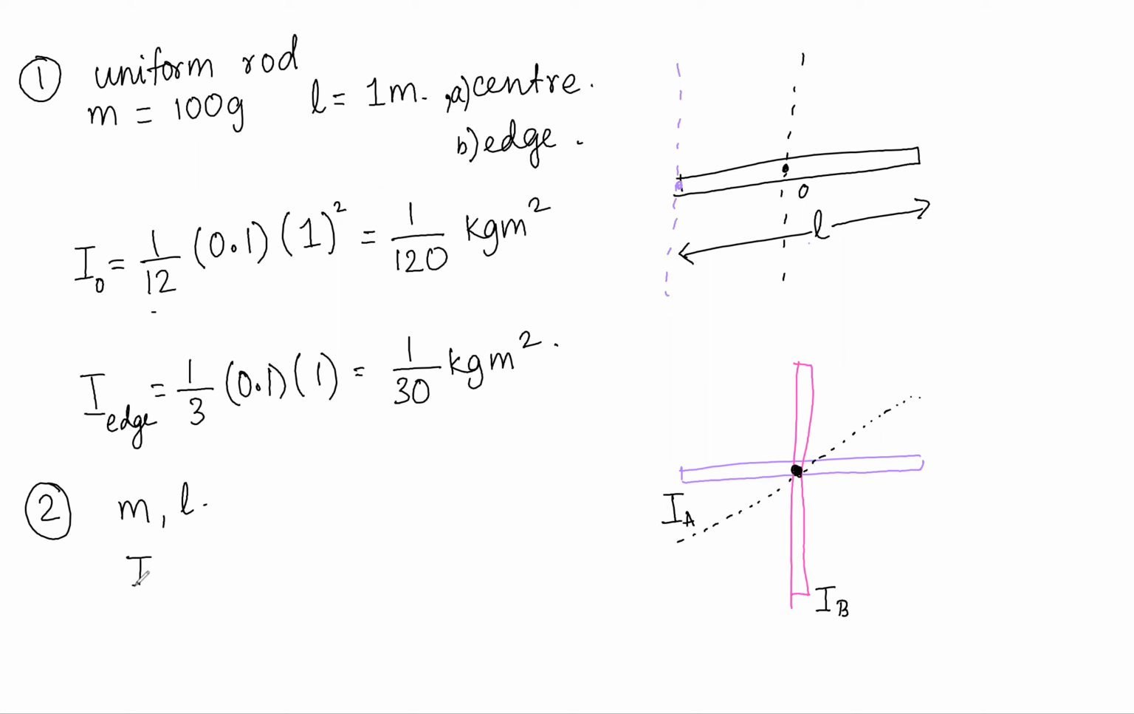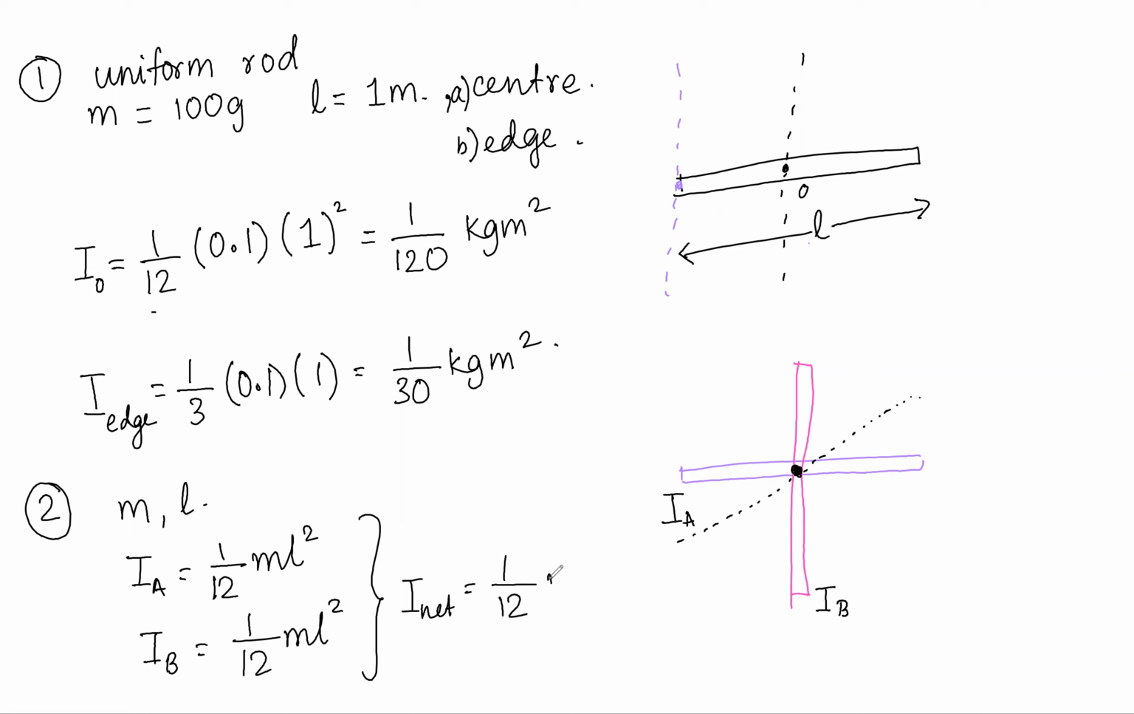So what is the moment of inertia of the first rod? That is 1 by 12 ml square. What is the moment of inertia of the second rod? That is also 1 by 12 ml square because both the rods are identical in everything. Their mass and length, everything is the same. So what is the moment of inertia of the combined system? Because the axis is the same, we can write I net as IA plus IB. So you can write 1 by 12 ml square for both of the rods.